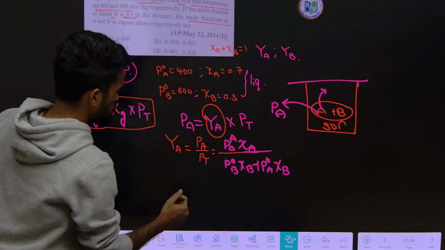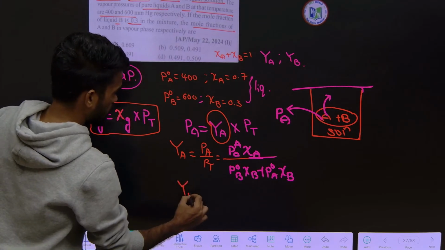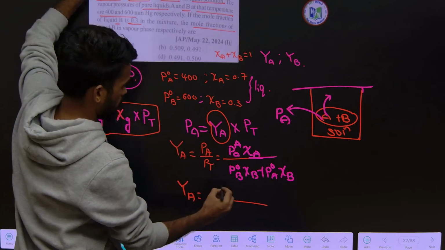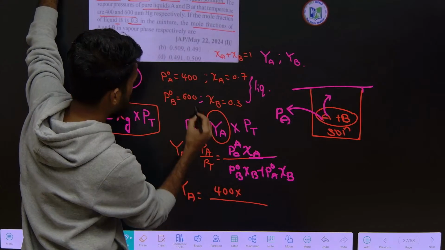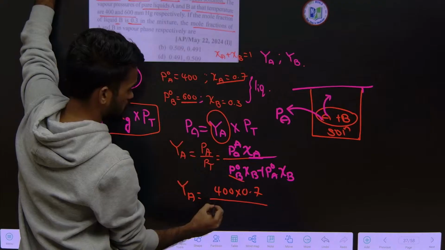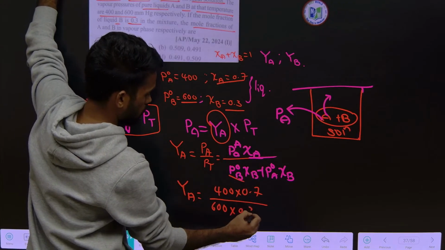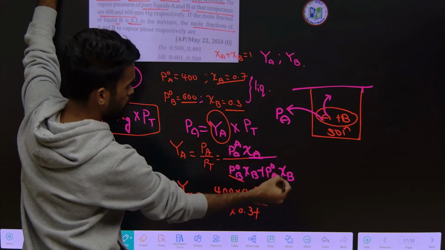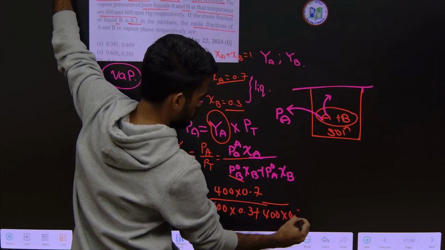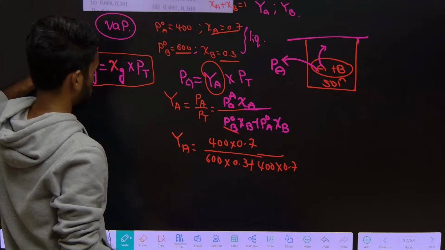So next, Ya will be equal to how much? Just substitute the data given. P naught A is given as 400, into chi A, which is 0.7, and P naught B is 600, and chi B is 0.3, and plus P naught A, again 400 into 0.7. That's it. So how much will be our answer here?